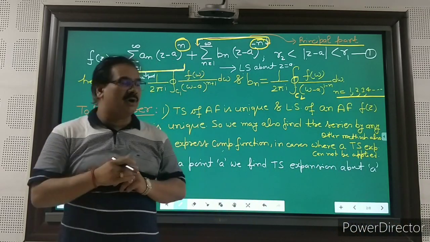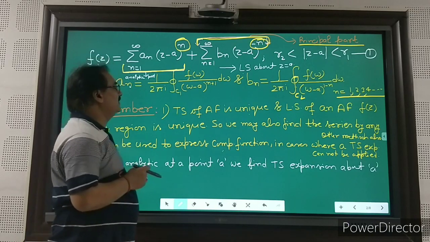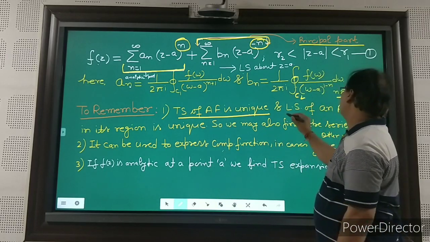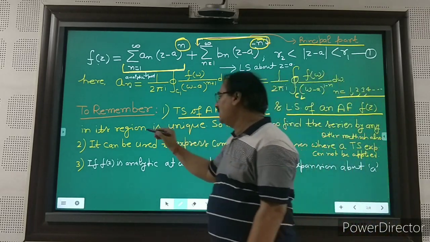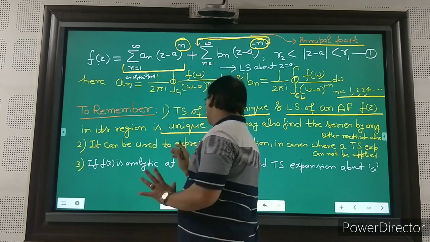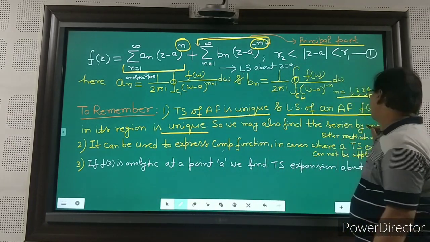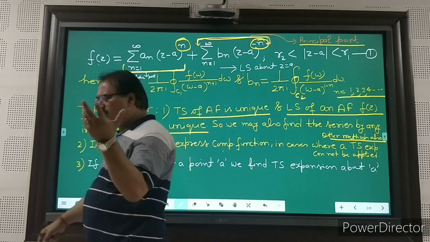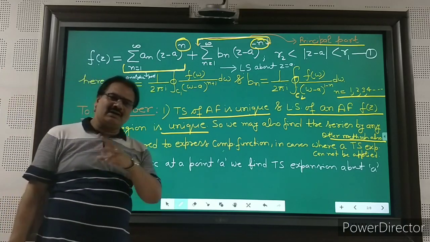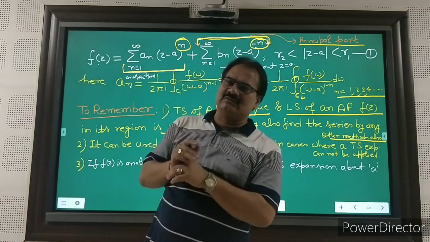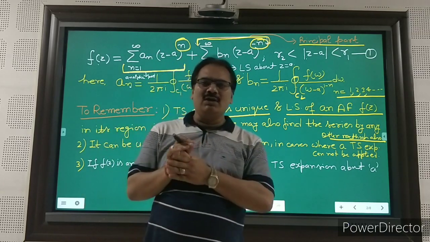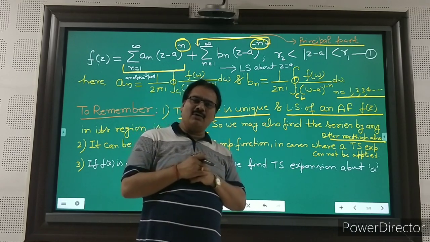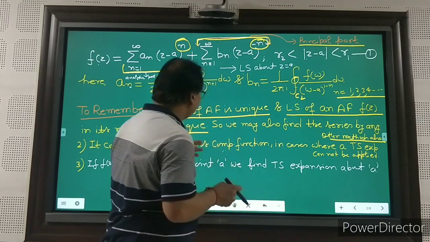Now the points to remember. The first point: the Taylor series of an analytic function is unique, we know this. And the Laurent series of an analytic function f(z) in its region is also unique. So we may also find the series by any other method. We will see in the numericals that there is a similarity with the binomial series also, the binomial expansion. Sometimes, to write the Laurent series, you may use the formula of the binomial expansion.